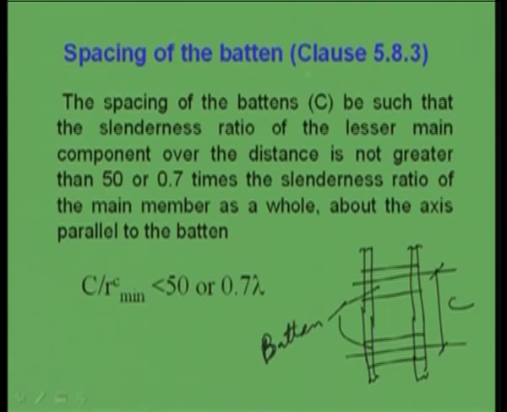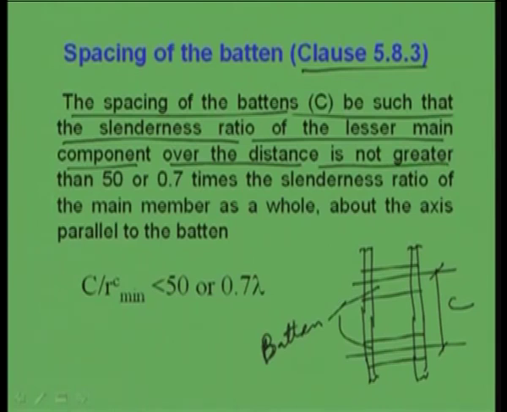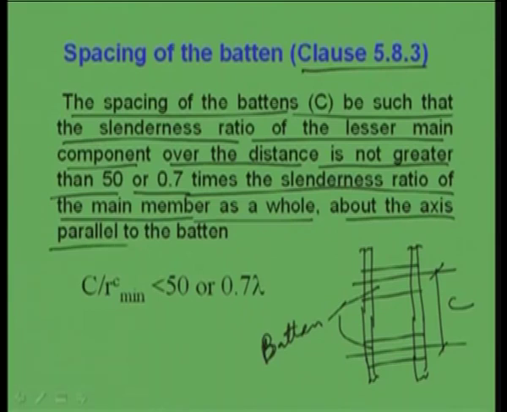So, this is defined in clause 5.8.3 of IS 800 1984. What does it say? That the spacing of the battens C be such that the slenderness ratio of the lesser main component over the distance C is not greater than 50 or 0.7 times the slenderness ratio of the main member as a whole about the axis parallel to the batten. That means C by r_c minimum should be less than 50 or 0.7 times lambda, where lambda is the slenderness ratio of the main member as a whole about the axis parallel to the batten, right.